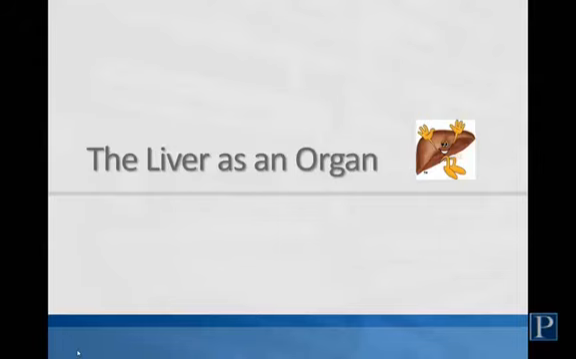This lecture corresponds to Chapter 70 in Guyton and Hall. It is entitled The Liver as an Organ. The liver is a very important organ in our body. It has over 500 vital functions in your body, about 200 of them just metabolic. So the liver serves a very important role in our bodies.